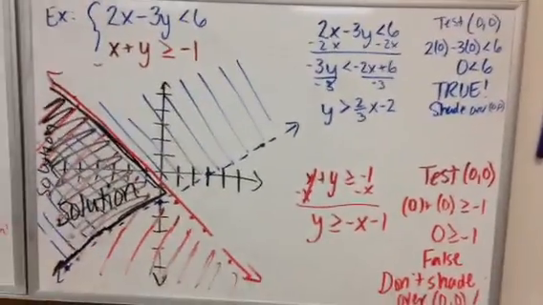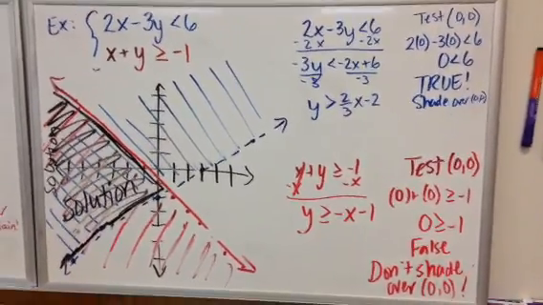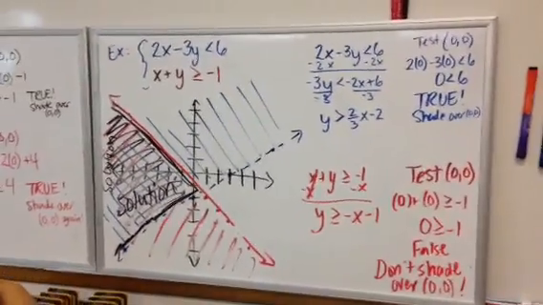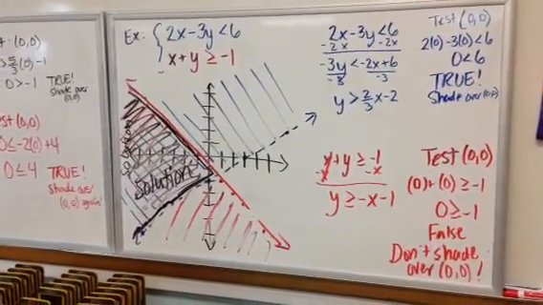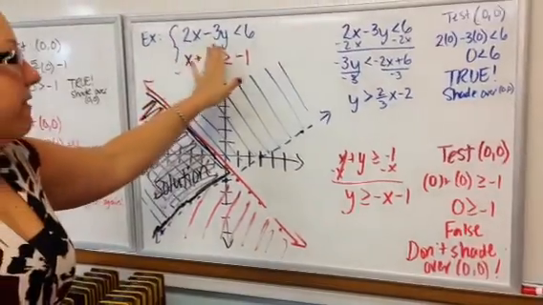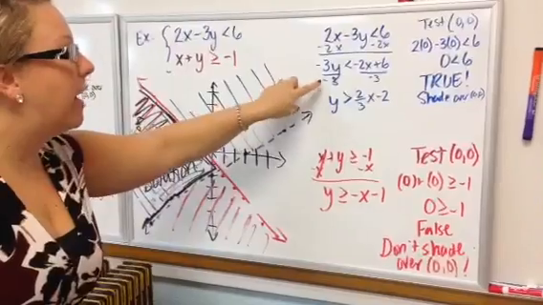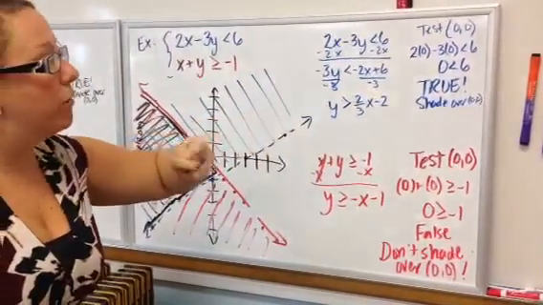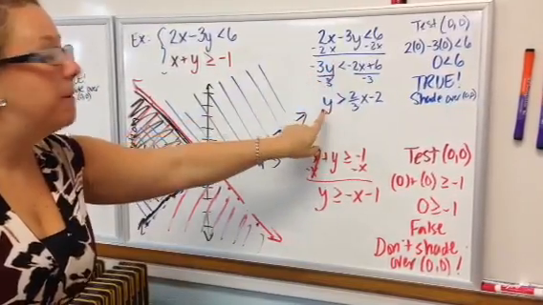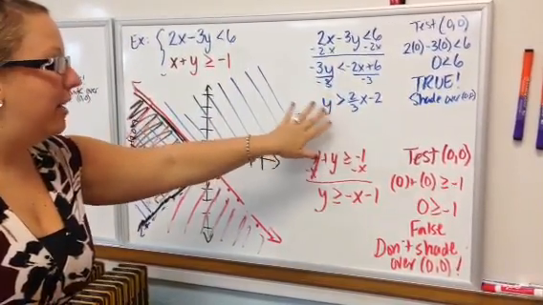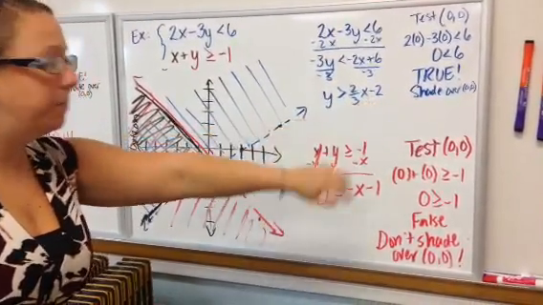Example 2. 2x minus 3y is less than 6, and x plus y is greater than or equal to negative 1. So the first thing you have to do with these inequalities is get them in slope-intercept form in order to graph them. So with my first inequality, I'm just going to subtract the 2x over, and then I'm going to divide by the negative 3y. And don't forget, when you divide by the negative 3, that negative number, your sign flips. So my inequality now says y is greater than 2/3 x minus 2.